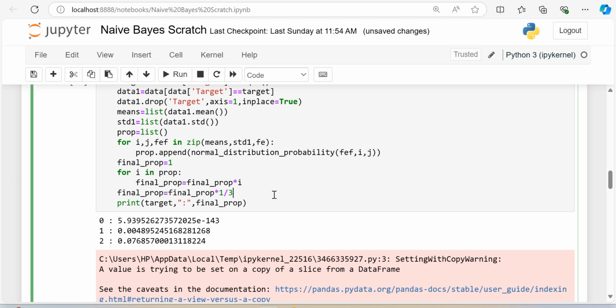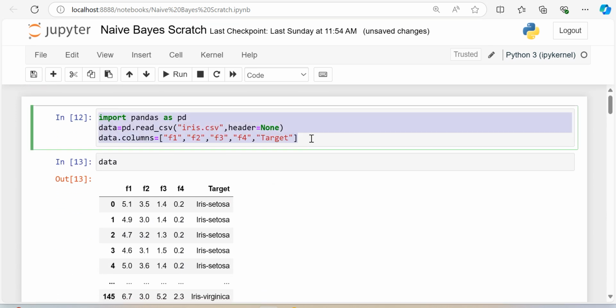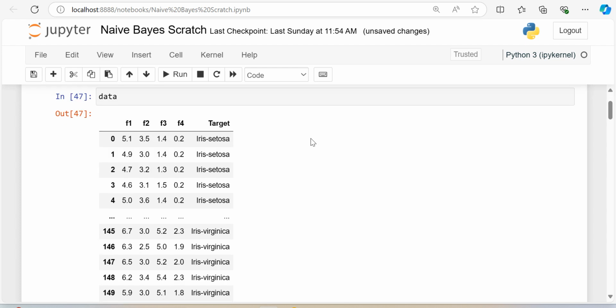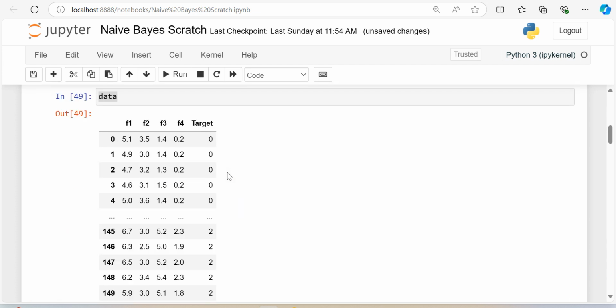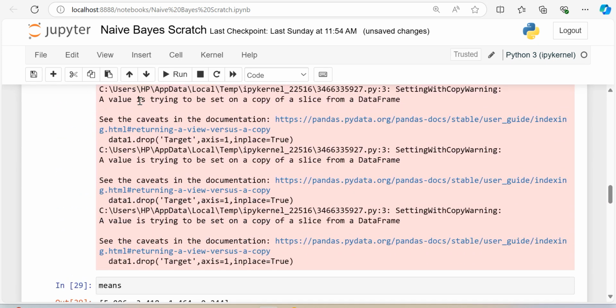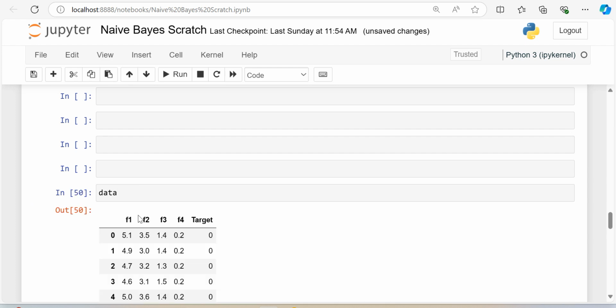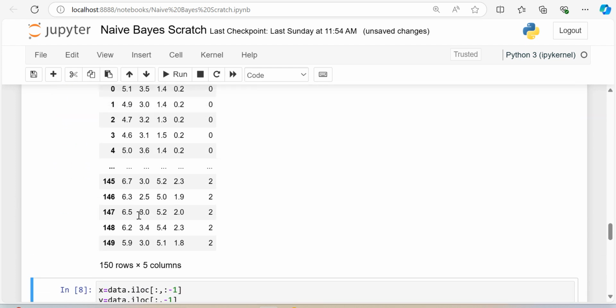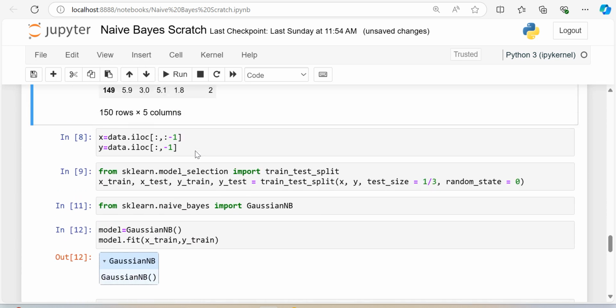Now suppose you want to use a library for naive Bayes. It's also very simple. Let me read the data again. Here is the data. I'm again just converting this string into numeric form. This is my data. Now I want to use a library directly on this, our famous sklearn library. I first break the data into x and y. These are my features, and this is my target.